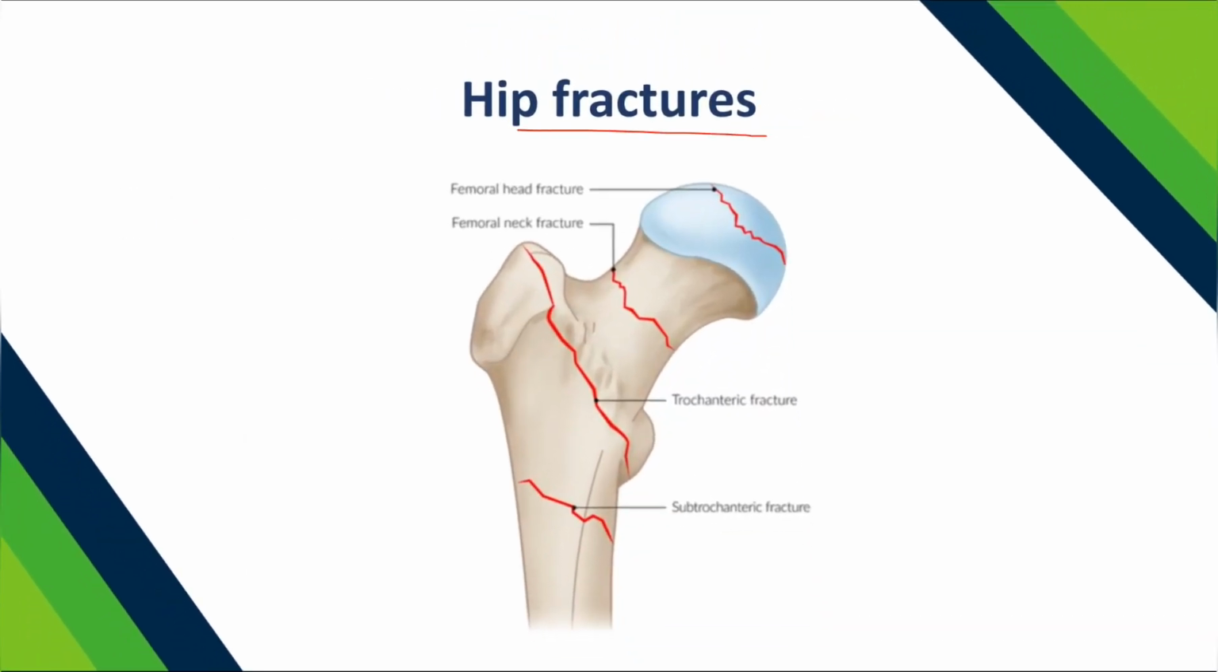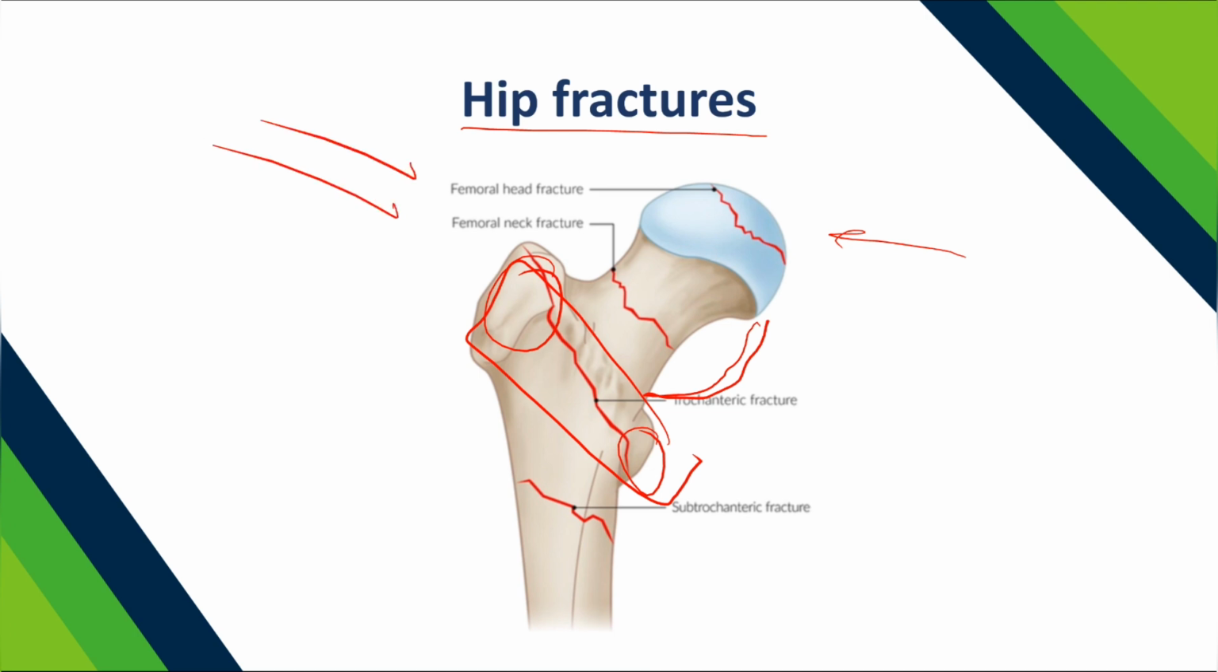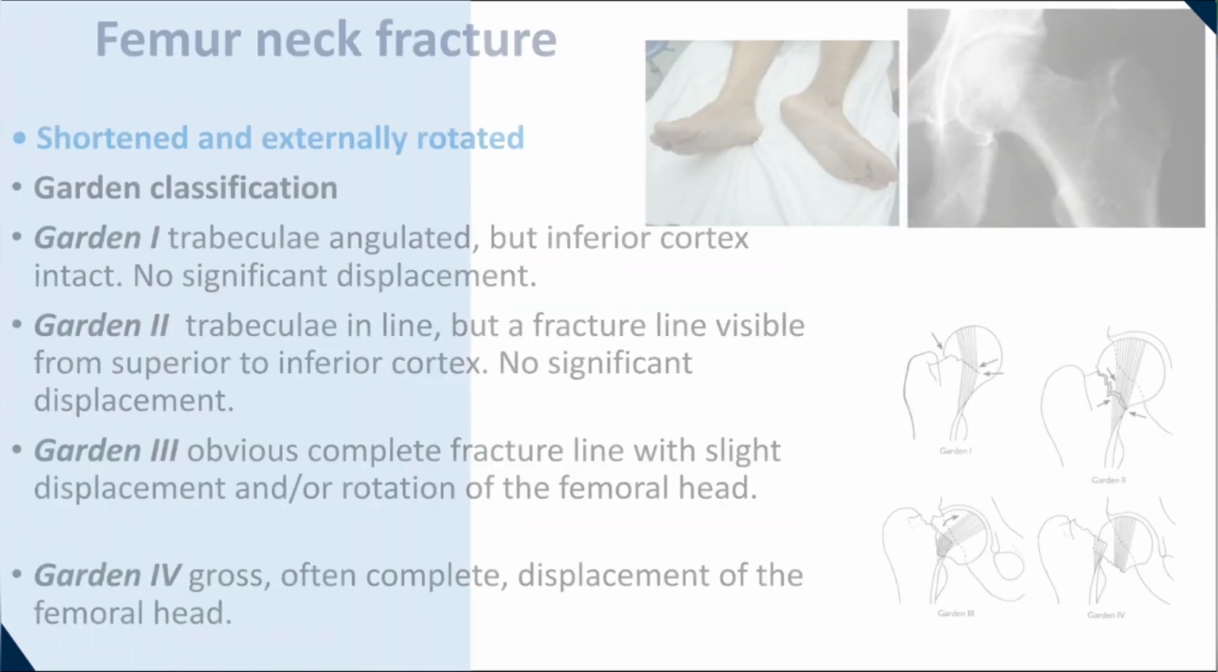Hip fractures are common, especially in the elderly due to osteoporosis. We have fractures of the head. That area is called the neck, and this is the greater trochanter, this the lesser trochanter. Any fracture in this area is called an intertrochanteric fracture, and finally the area below the trochanter is called subtrochanteric. So we have head, neck, intertrochanteric and subtrochanteric fractures of the femur.